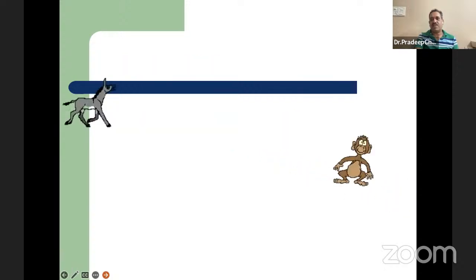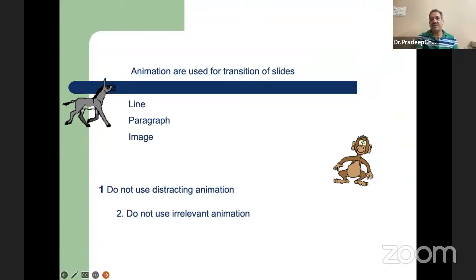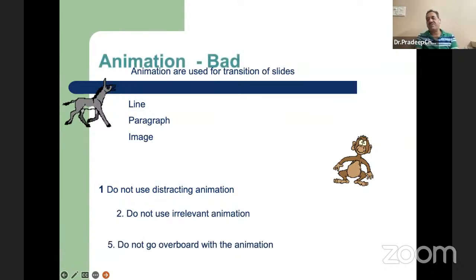I am giving you examples of bad animation. Do not use distracting animation. Do not use irrelevant animation. These are all distractions and should not be used like this. Do not go overboard with animation, like somebody having 10 animations on every slide.